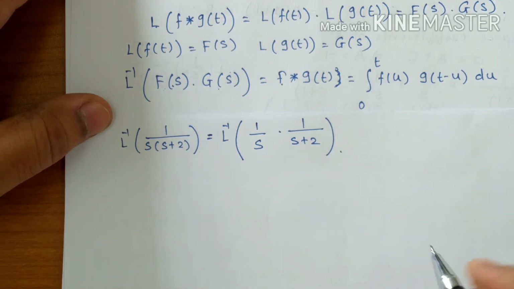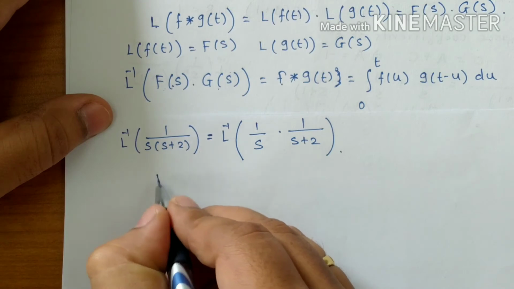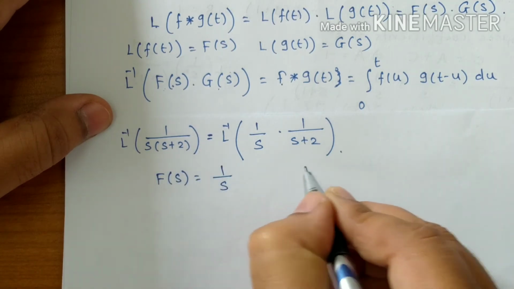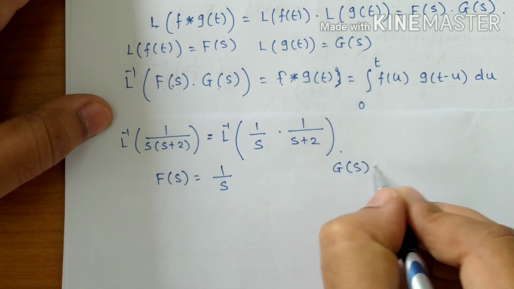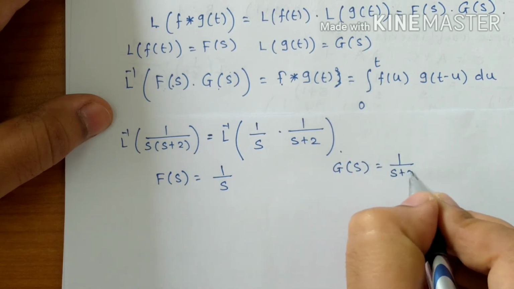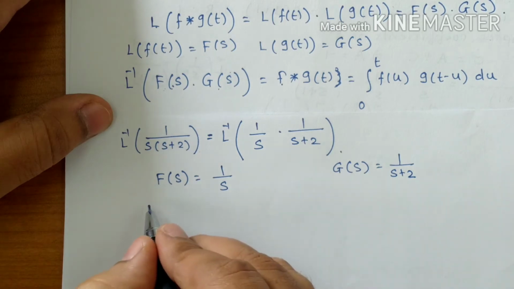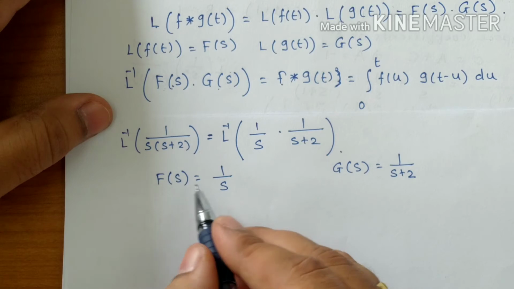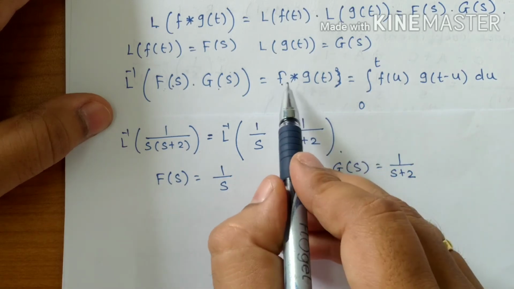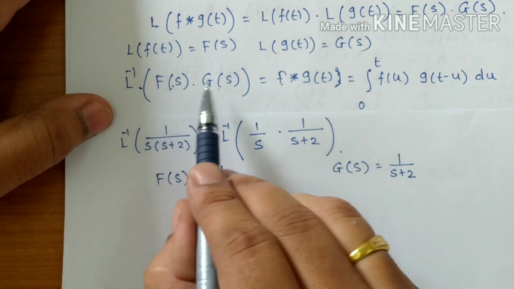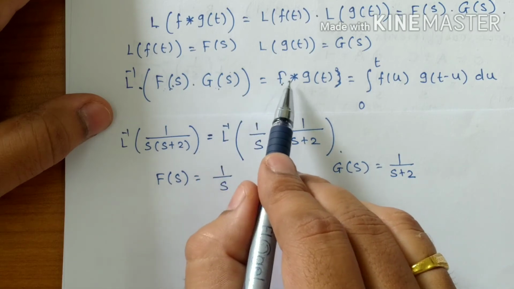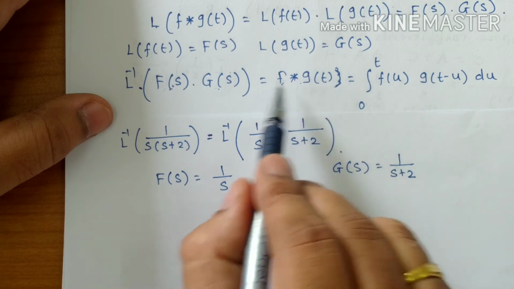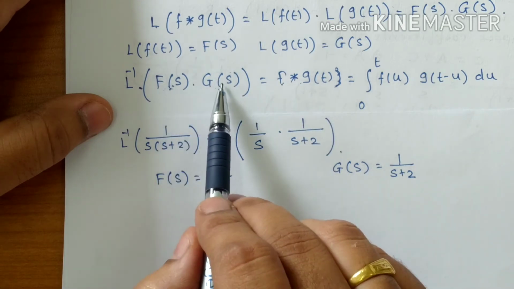Now, what is F of s? Capital F of s is 1 upon s. Capital G of s is 1 upon s plus 2. Now get their inverse Laplace. Why do we require the inverse Laplace of F of s and G of s separately? Because inverse Laplace of F of s into G of s is f of t convolved with g of t. What is f of t and g of t? These are nothing but the inverses of F of s and G of s.